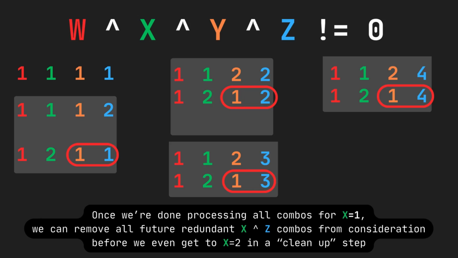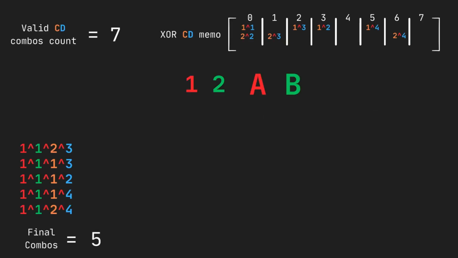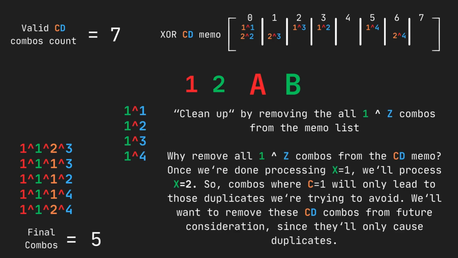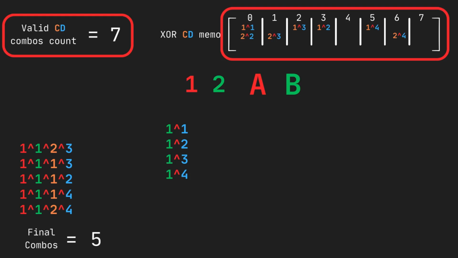It might be a little confusing now, but let's go back and go over it to see what it looks like. Here we're going back to when we first finished processing the first combo of w and x, the 1 XOR 1. This is where we would do our cleanup step. We're done processing all combos for x equals 1. We'll want to remove them for future redundant XOR z combinations. I'm talking about all the values where y is equal to 1. Those are the combinations we want to remove. We want to clean them up before we get to x equals 2. That's 1 XOR 1, XOR 2, XOR 3, XOR 4. We're going to clear them out of our memo list, as well as update our count.